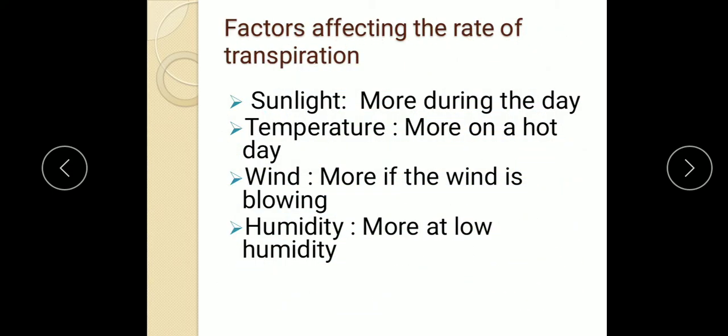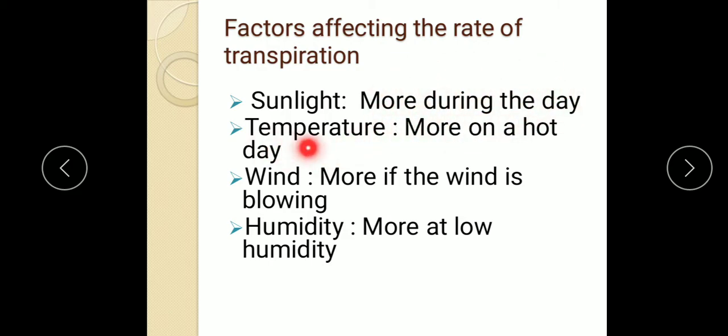Now we'll see the factors affecting the rate of transpiration. What are the factors which affect the rate of transpiration? First, sunlight. The rate of transpiration is more during the daytime. Why is that? Because stomata are open during the day and remain closed at night, so no transpiration takes place at night. So there is more transpiration during the day.